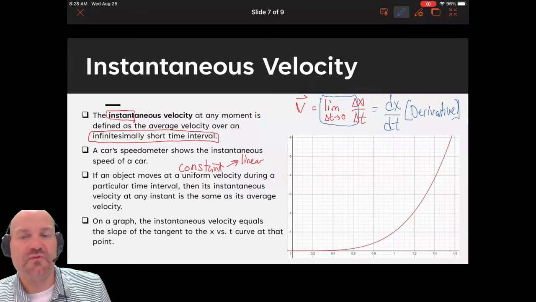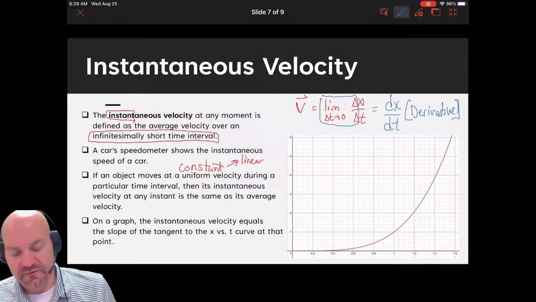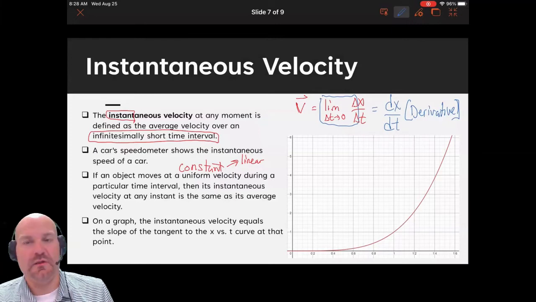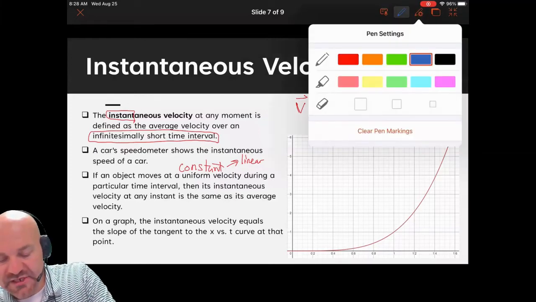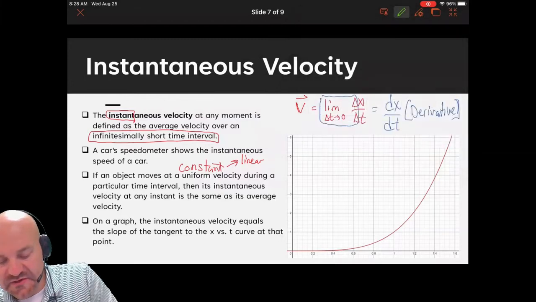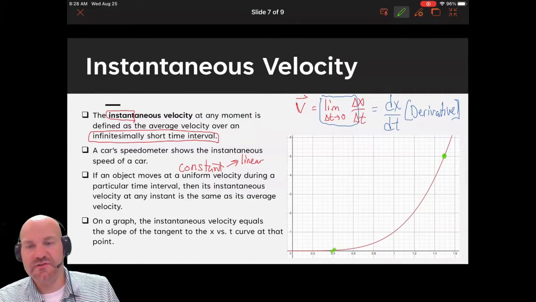In calculus, there's two types of problems. There's the slope problem and then there's the area problem. Well, the derivative is the slope of a tangent line at any point along the way. Now, if I go to this graph, last year we would have been focusing on average velocity. So I'm going to say, okay, what is the average velocity between these two points?